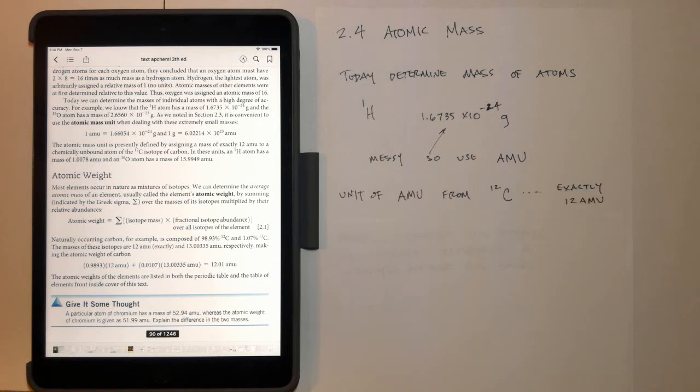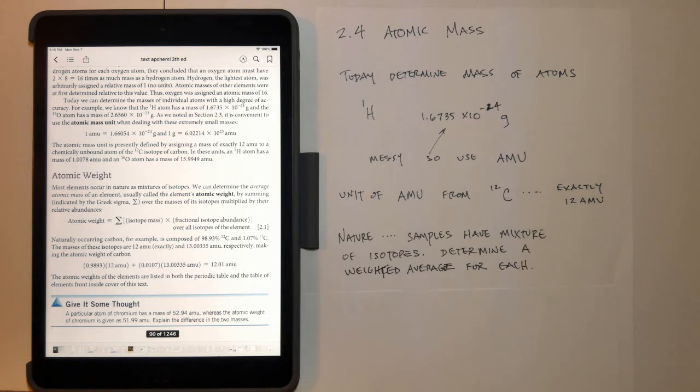As a matter of fact, they've defined the AMU, the atomic mass unit, from carbon-12, one of the isotopes that we talked about that happens to be the most prevalent one in the world. We say that carbon-12 is exactly 12 atomic mass units. And based on that, hydrogen is about 1 atomic mass unit, pretty close to it.